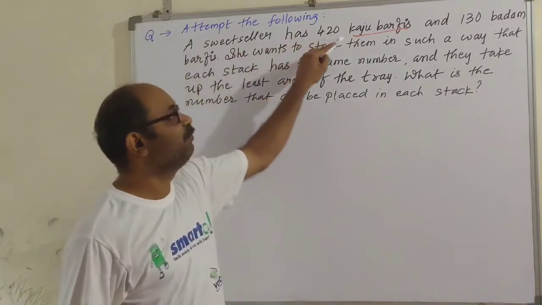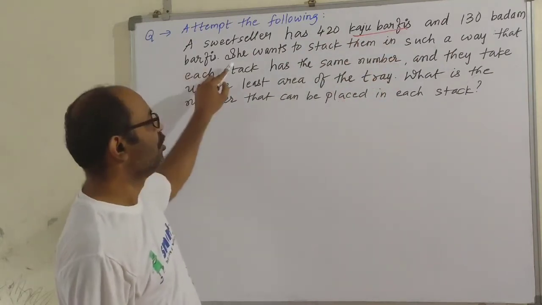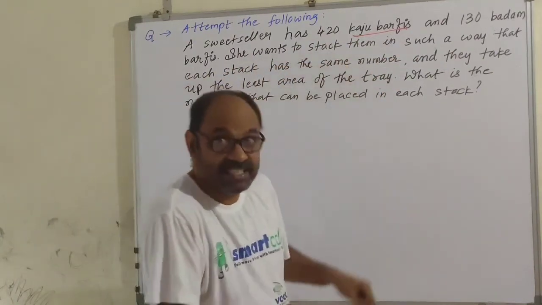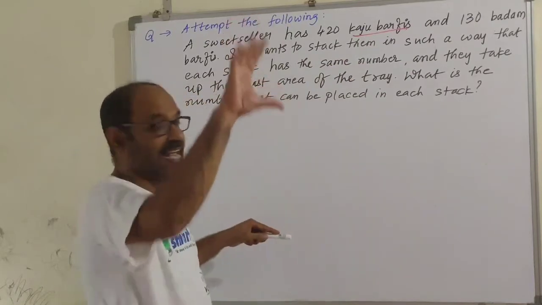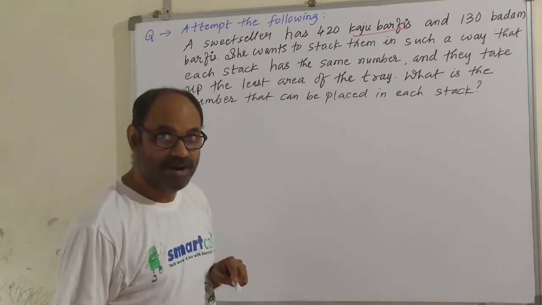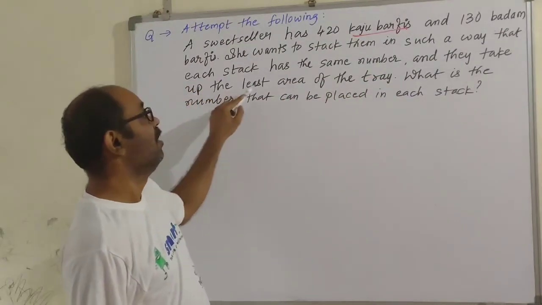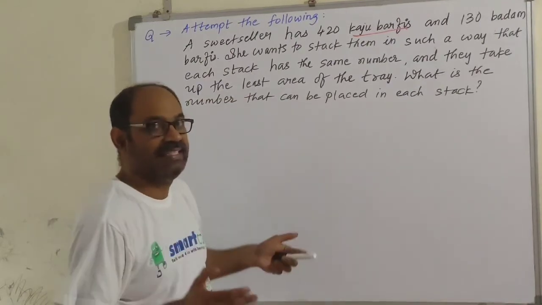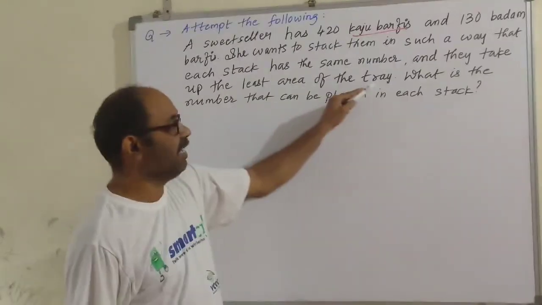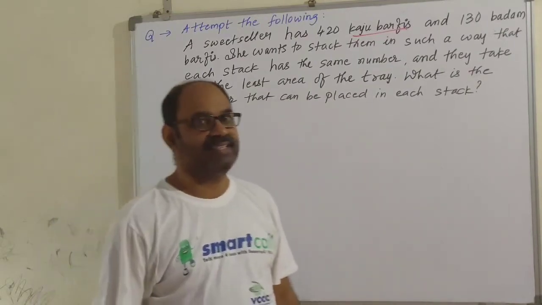I'm going to read the statement once again, and try to understand. A sweet seller has 420 Kaju burfis and 130 Badam burfis. She wants to stack them in such a way that each stack has the same number, and they take up the least area. When they are arranged in a tray, they take up the least area of the tray. What is the number that can be placed in each stack?